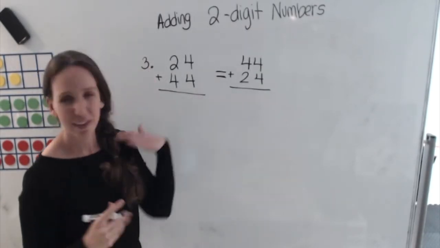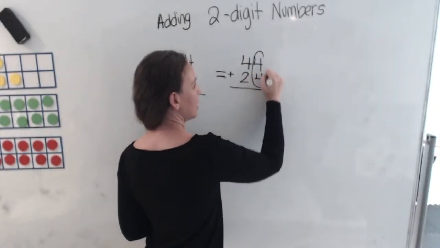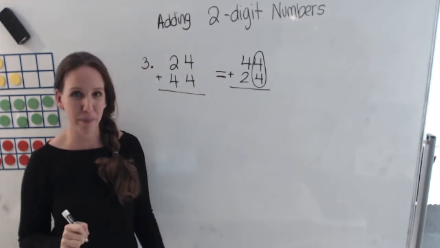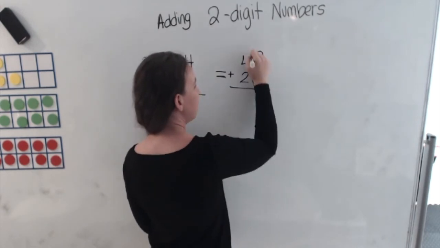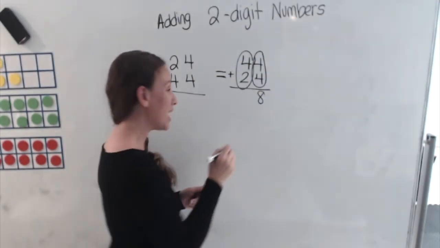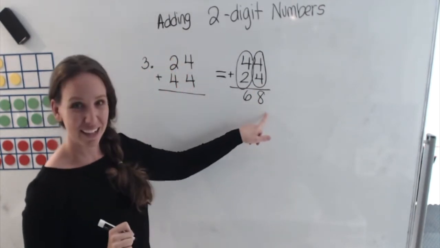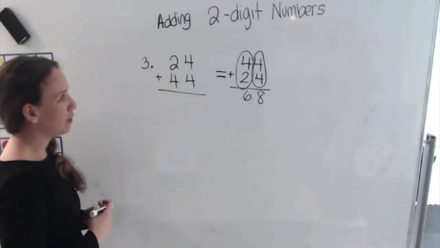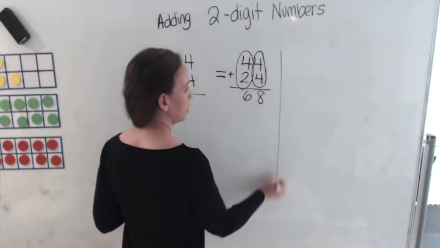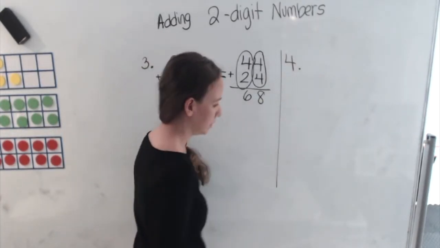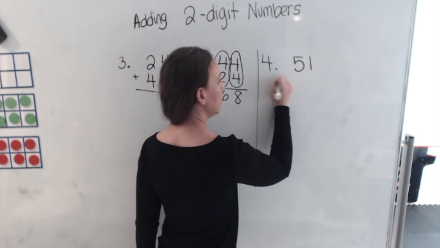Now, we do the same thing. Over and over and over, we're always going to do the same thing. We're going to add this column up, and 4 plus 4 makes, say it with me, 8. That's right, 8. And 4 and 2 make, that's right, it's 6. Good job. So let's read that number properly. So that's 68. Very good. So 44 and 24 make 68. Now, if you keep going to the side of your paper, you'll see problem number 4. And problem number 4 tells us that it's asking us 51 plus 37.